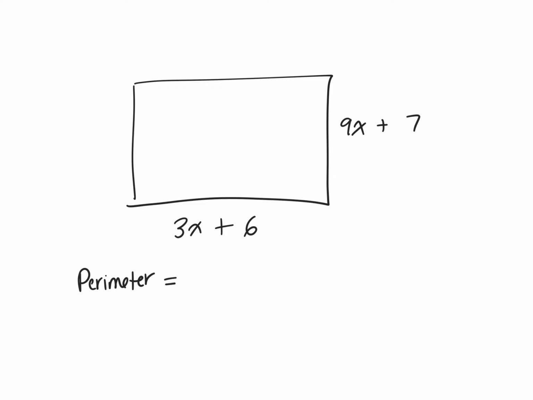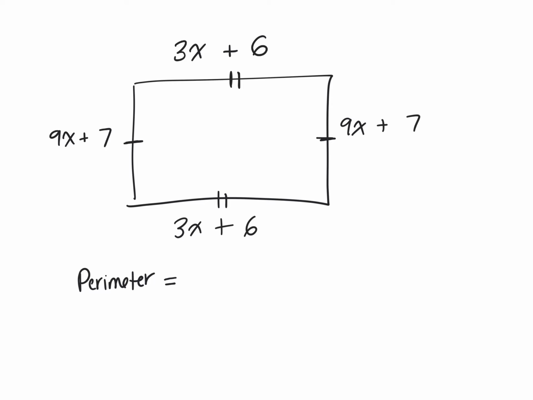Okay, so for this one, you're given this diagram. It's a rectangle. So I know that this side length is the same as that side length. They're equal. So what would I label here? What's this side? 3x plus 6. This side's 9x plus 7. What's this side? 9x plus 7.